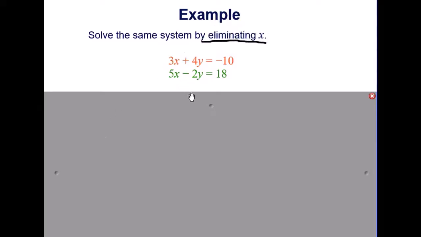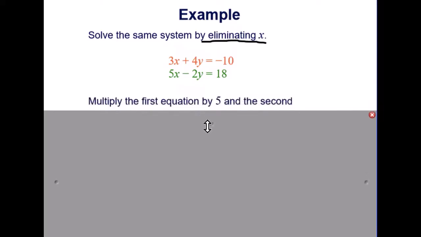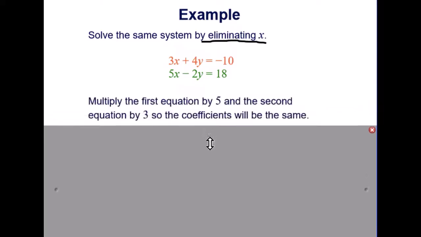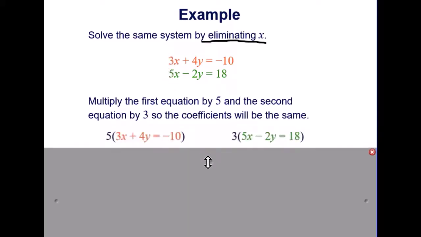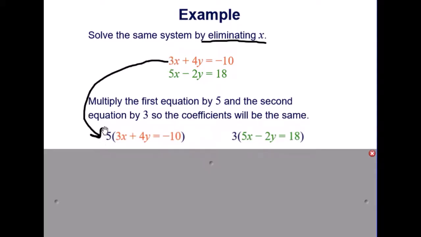So we have 3x and 5x. Let's multiply the first equation by 5 and the second equation by 3 so that the coefficients will be the same. Notice those numbers are coming from the opposite coefficients. We're multiplying the first by 5 since the other coefficient is 5, and we're multiplying the second by 3 since the first coefficient was 3.